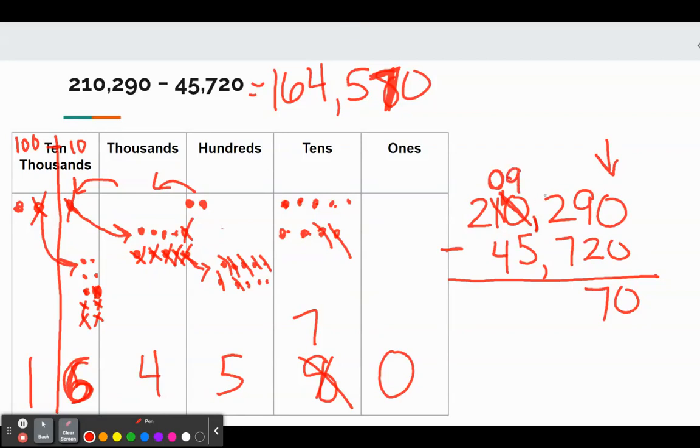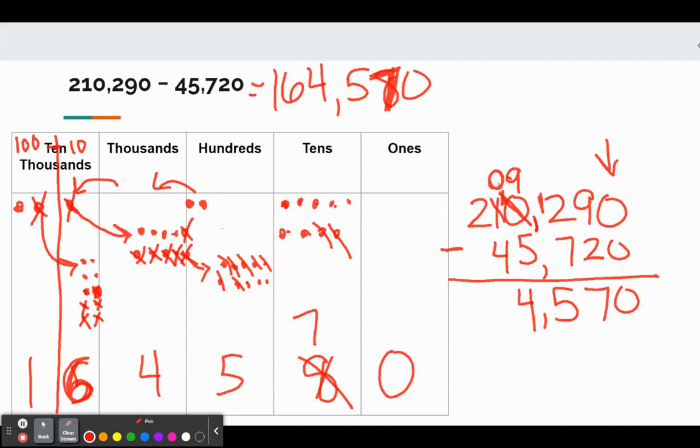And we're going to take that 1,000 we just took, turn it into 10 hundreds, add it to our 200s. So now we have 12 hundreds. So now I have 12 take away 7, which is going to equal 500. Now let's look at our thousands. I have 9,000s now. I'm going to take away 5 of those thousands. That's going to leave me 4,000s.